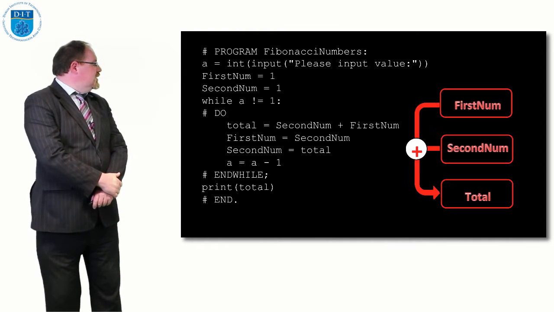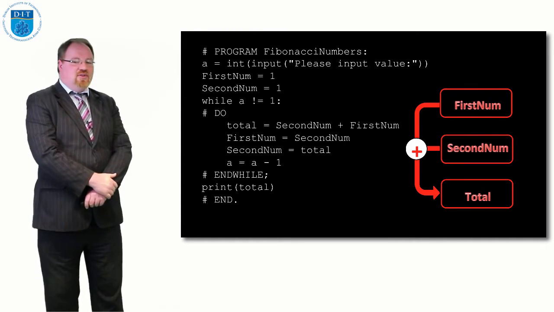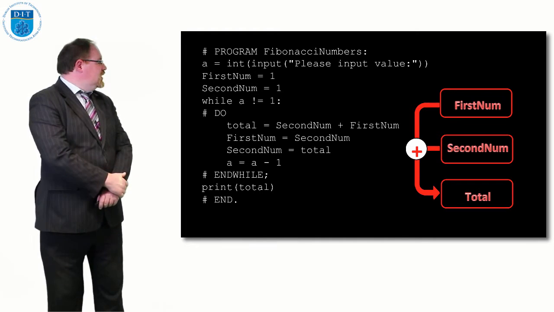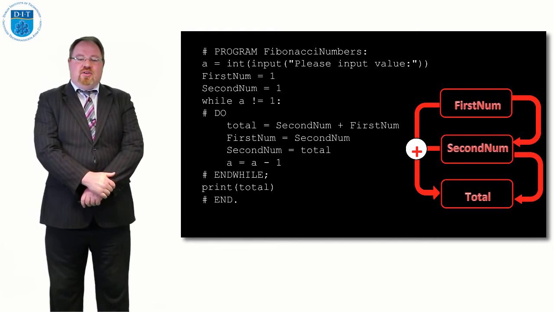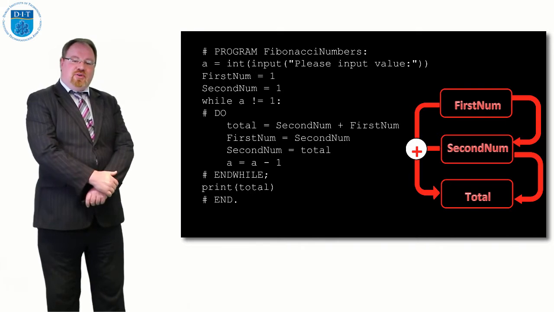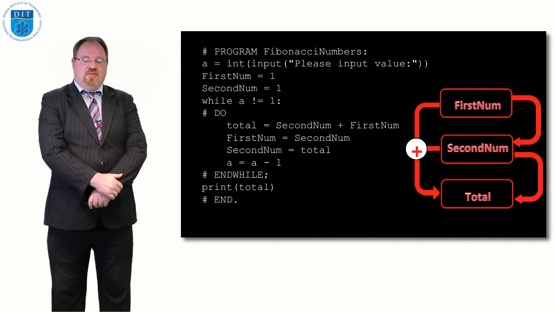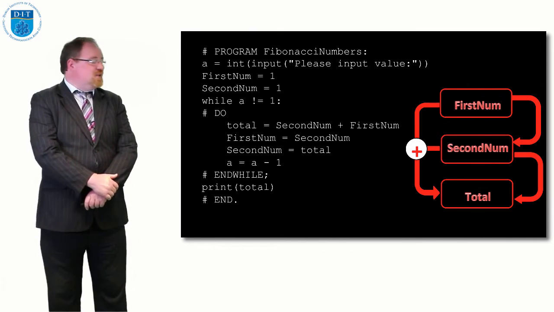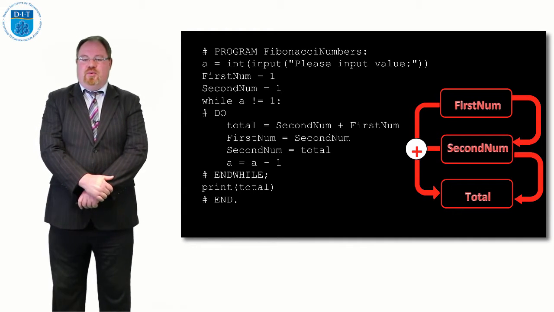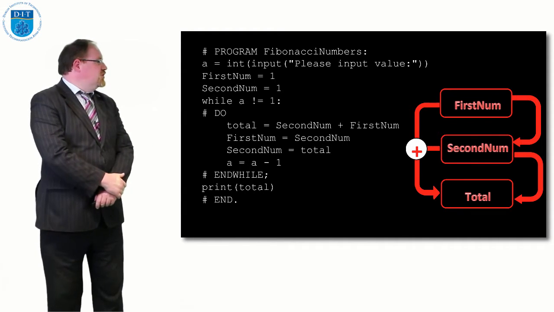So as we can see, first num plus second gives you total, and then we shift second num to total, and first num to second number. So that's a kind of visual cue as to remind you how Fibonacci numbers work.